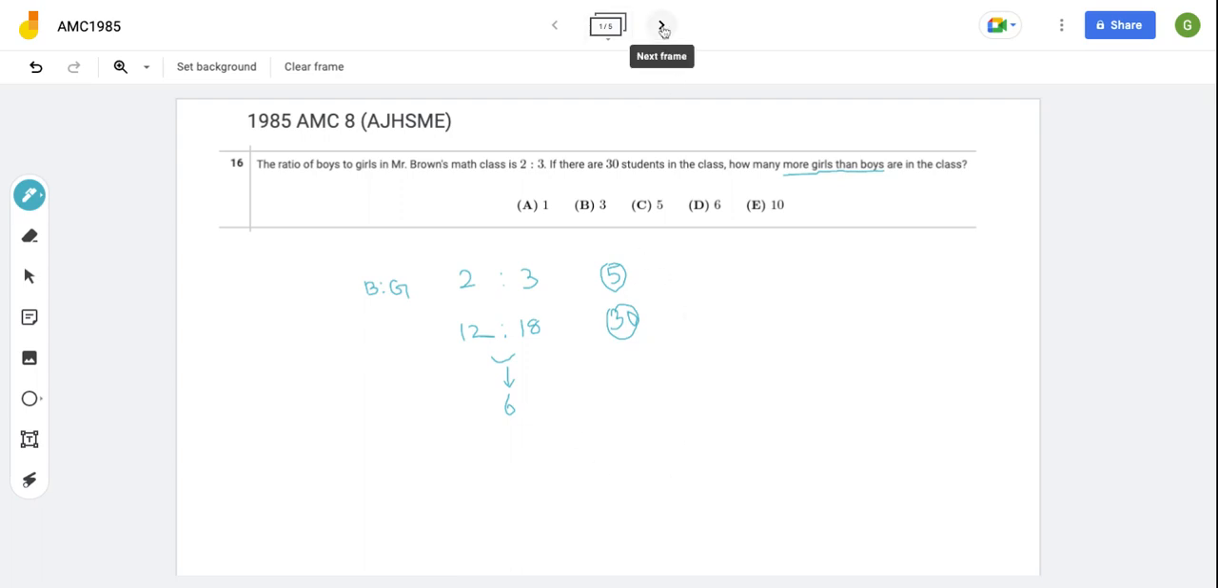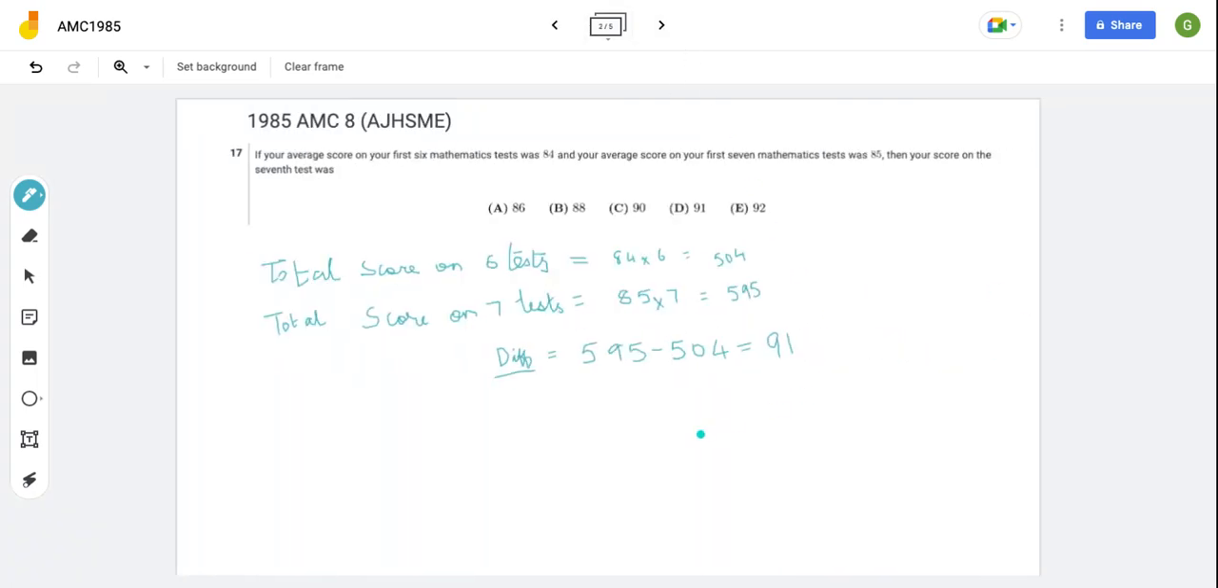We'll go to the next one. If your average score on your first 6 maths tests was 84 and your average score on your first 7 maths tests was 85, then your score in the 7th test was. This again is a simple one of averages.